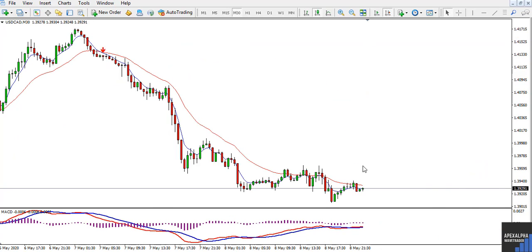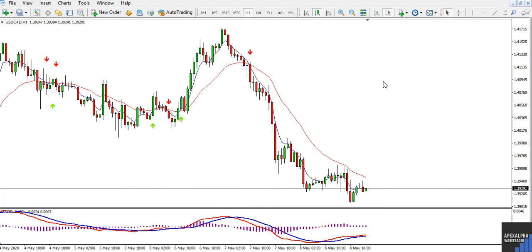Okay, and you can see it's telling you the same thing. The market is neutralizing now. MACD is neutralizing, so we are waiting for one more push down. So I believe that for the USD CAD, it's better you wait on the 1-hour chart to see what's going to happen.